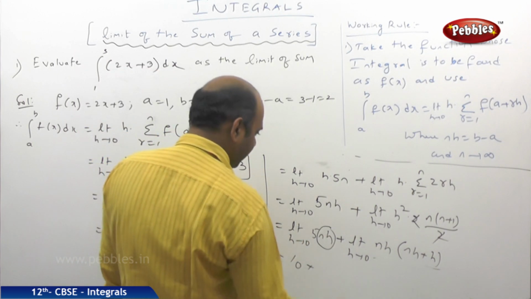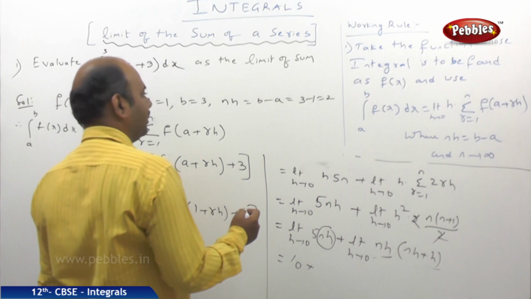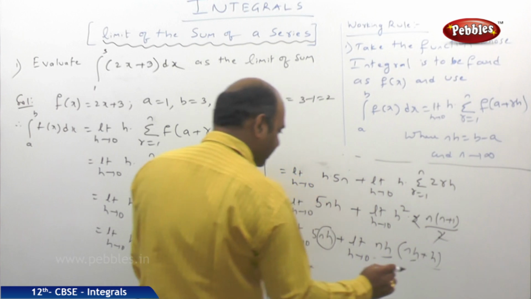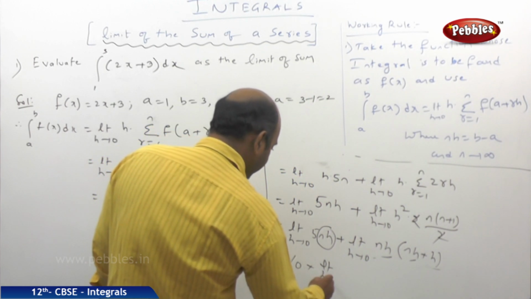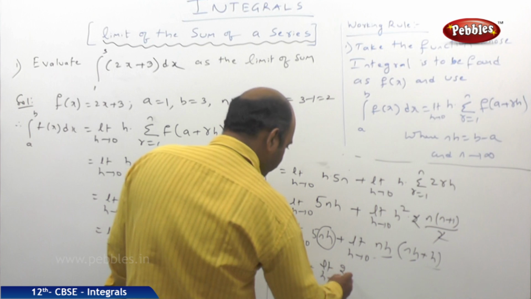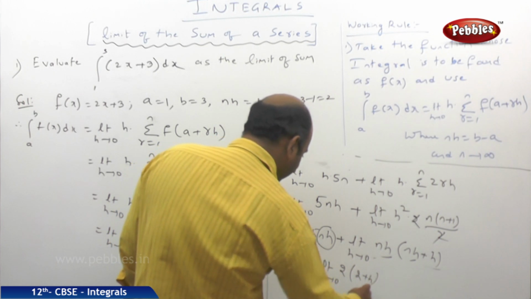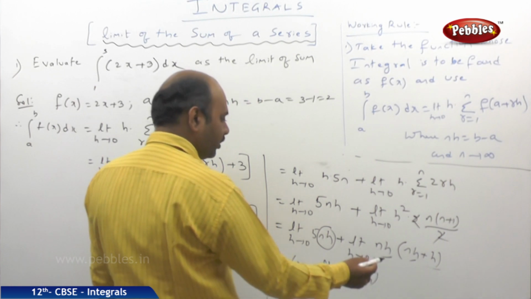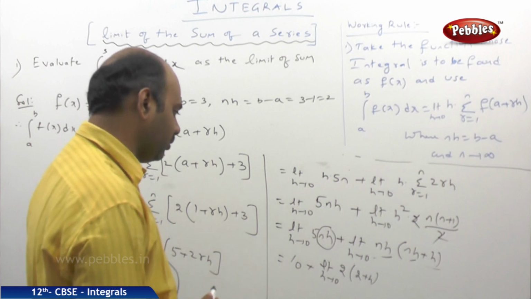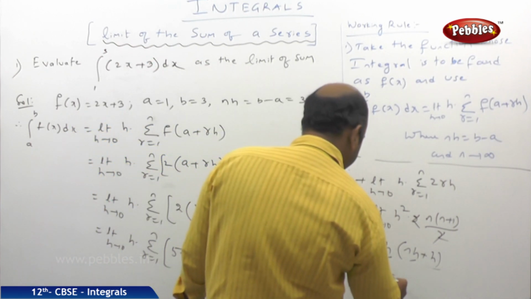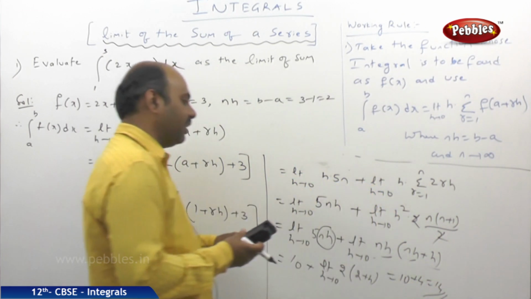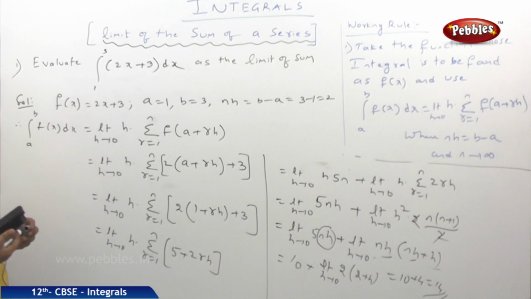And here also plus nh, in place of nh I can write 2, here also 2, and h as it is. So limit h tends to 0, 2 into (2 plus h). Now 2 twos are 4, 4 plus 2h, and limit h tends to 0, that part will become equal to 0. So our final result will be 10 plus 4, that is equal to 14. It's a very long process, but you should remember it because they will ask it as a 4-mark question.